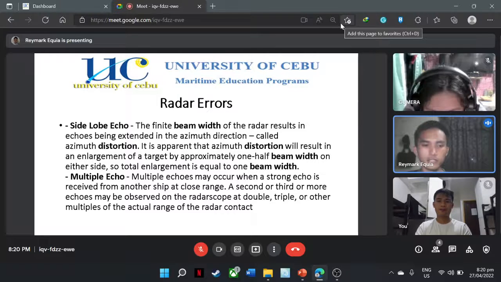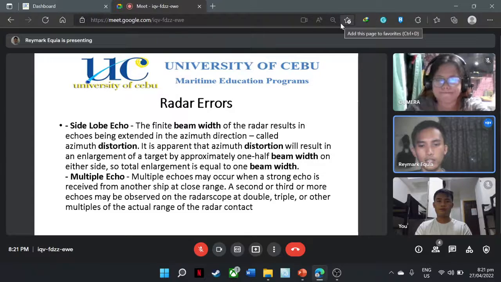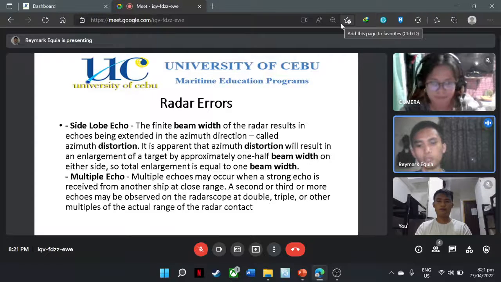Next, radar errors is multiple echo. Multiple echoes may occur when a strong echo is received from another ship at close range. A second or third or more echoes may be observed on the radar scope at double, triple, or other multiples of the actual range of the radar contact.